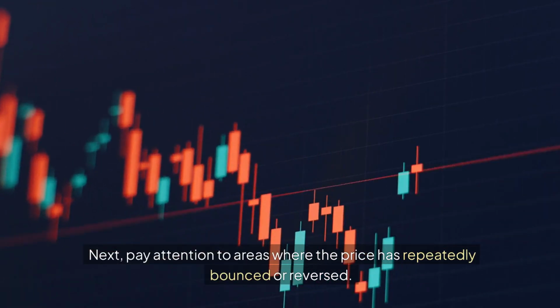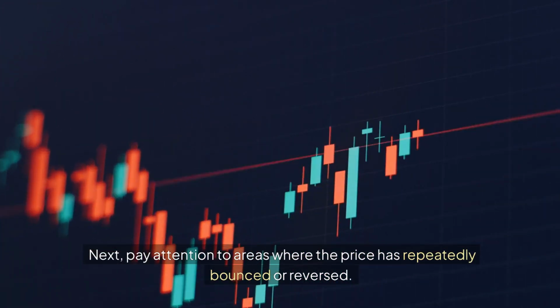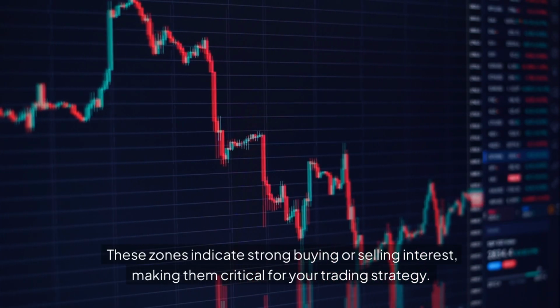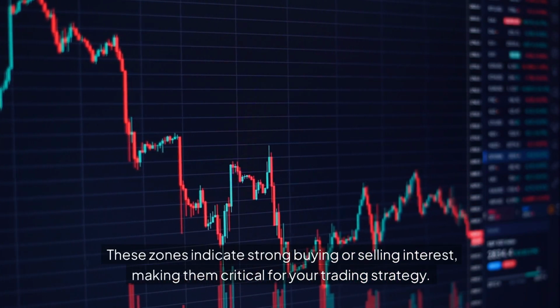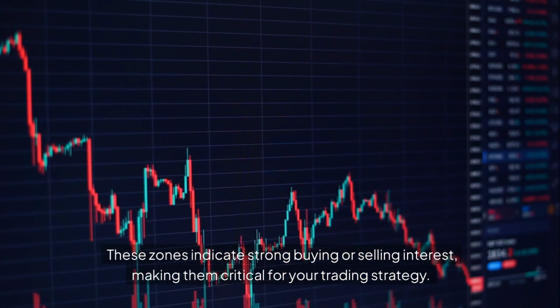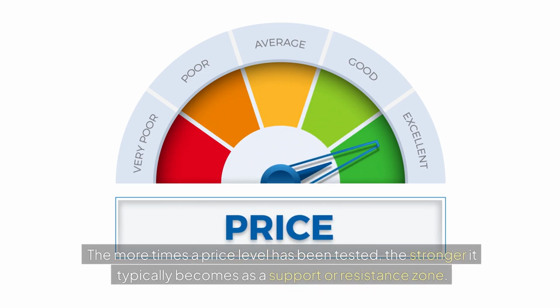Next, pay attention to areas where the price has repeatedly bounced or reversed. These zones indicate strong buying or selling interest, making them critical for your trading strategy. The more times a price level has been tested, the stronger it typically becomes as a support or resistance zone.